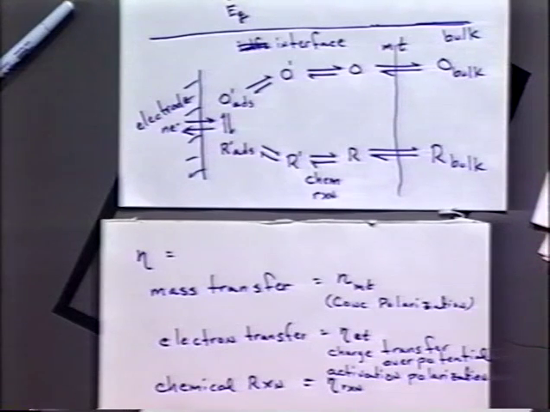In other words, not all systems undergo electron transfer easily. There might be kinetic barriers for that reaction, so we need to apply extra amounts of energy to get that reaction to go, and that would be a charge transfer overpotential in the old-fashioned terms, also activation polarization. An old-fashioned term for the third would be chemical reaction polarization.